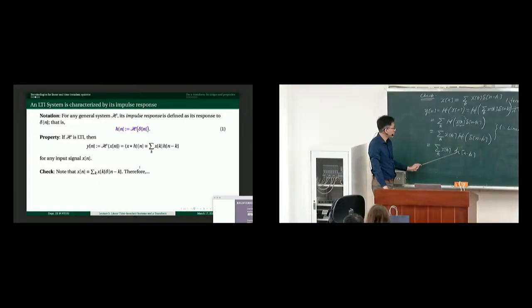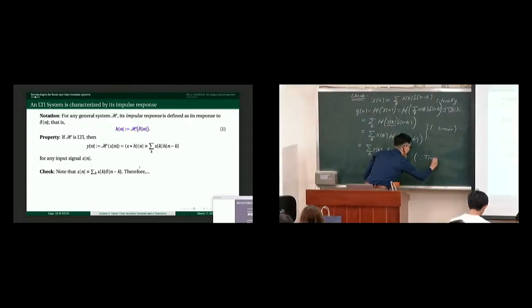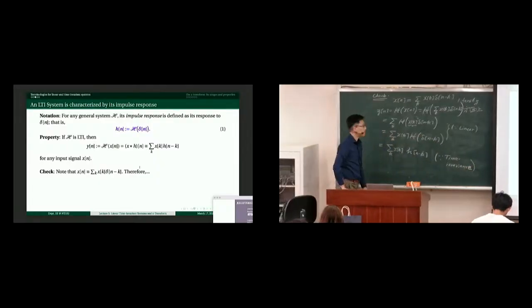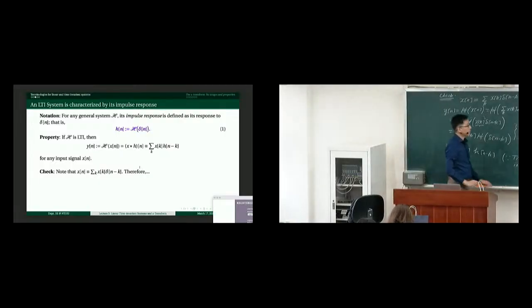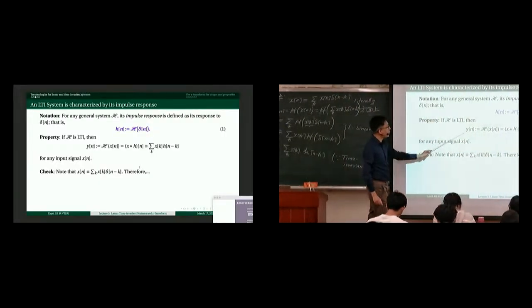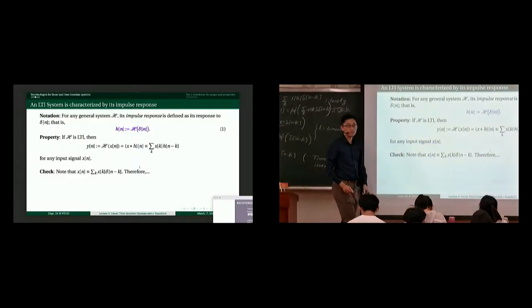Because delta produces h, when we delay delta by k samples, h is also delayed by k samples, and that completes our derivation. And this last step is because of time invariance. Sorry for my bad handwriting. That gives us this final expression: if a system is LTI, then the output is x, the input, convolved with h, the impulse response.